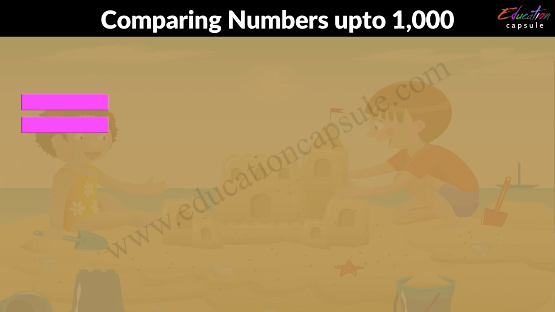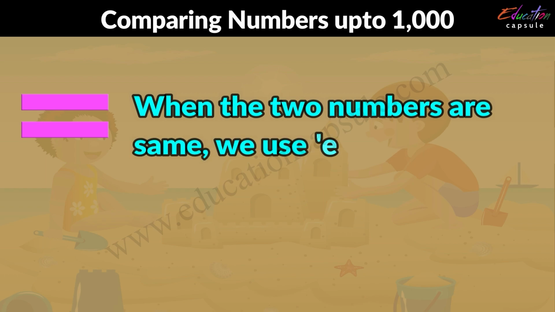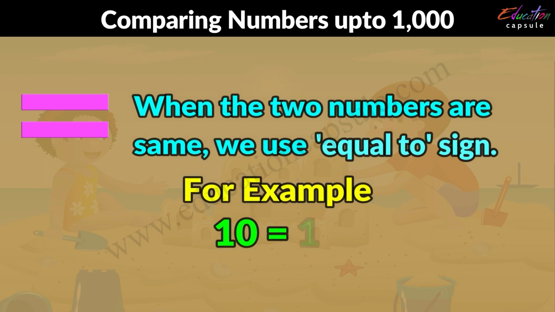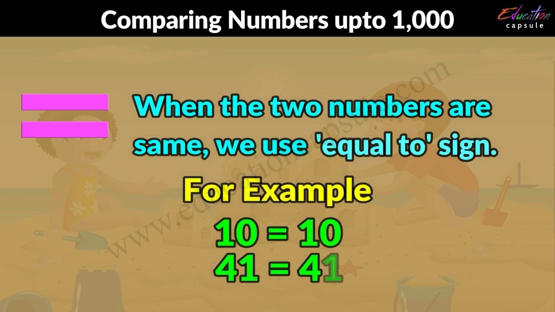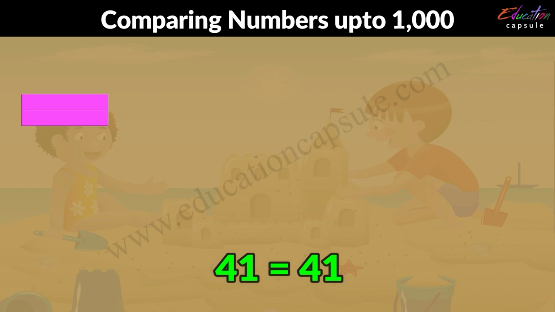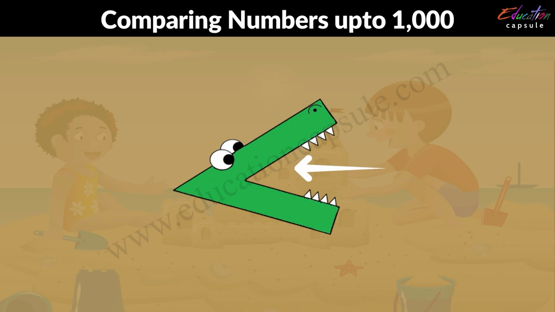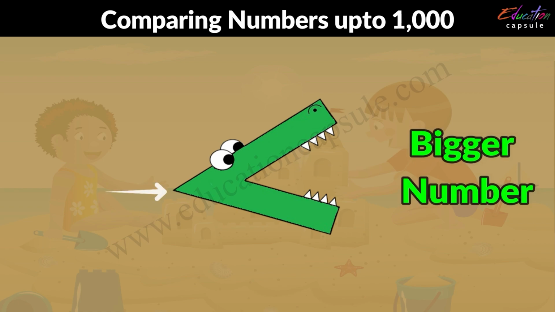Equal to sign. When the two numbers are the same, we use the equal to sign. 10 is equal to 10, 41 is equal to 41. The easiest way to remember these signs is to remember that the open side of the sign is towards the bigger number and the closed side of the sign is towards the smaller number.